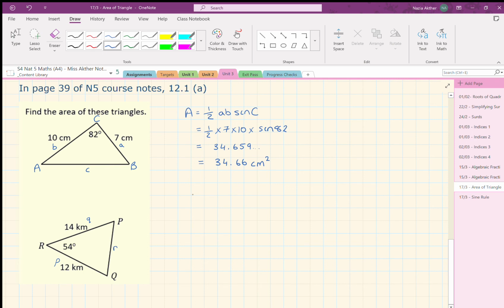Okay, now we know that our formula is A equals a half ab sine C. Now, because in this diagram we've used P, Q, and R, well then we can just change our letters to a half, because a and b are the lengths of the two sides. And we know that from this diagram we're given the length of p and q, then our formula becomes a half pq sine R because we're given the angle R.